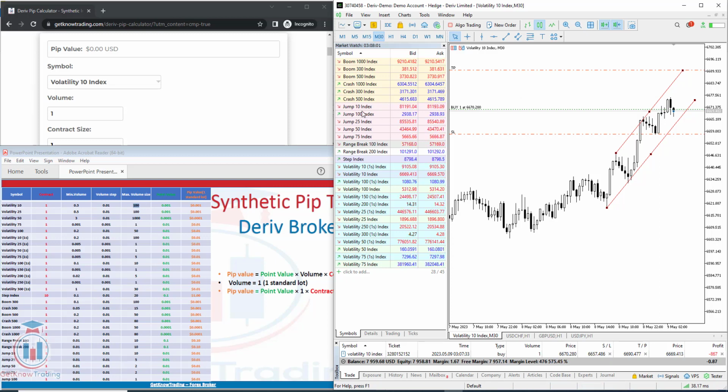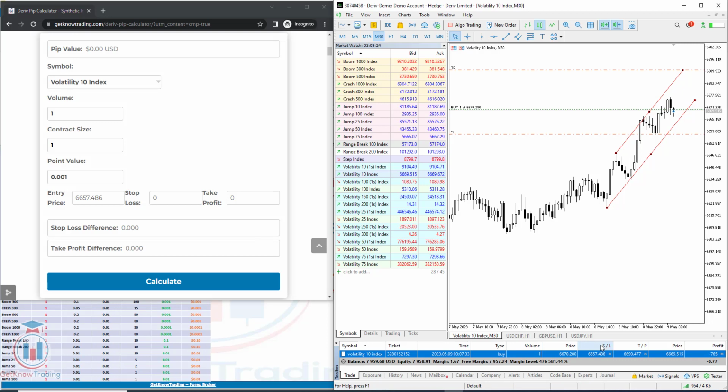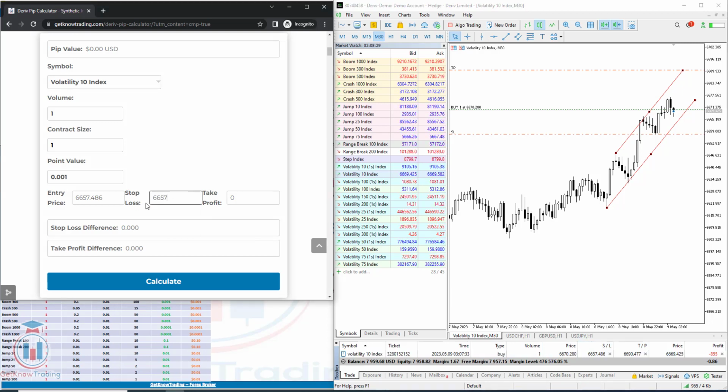So how can you calculate that with the Pip calculator? Simply go here, enter the price. The open price is this one. You can see it. It is the price that we have opened the trade on. It is here. So we put here the value 6657.486. You put here a stop loss.